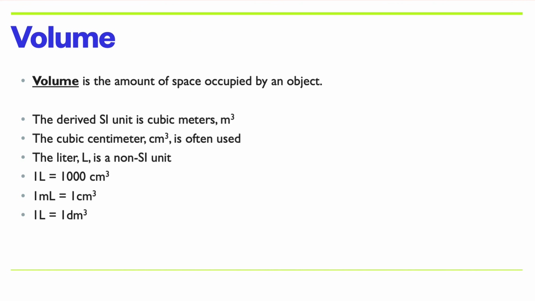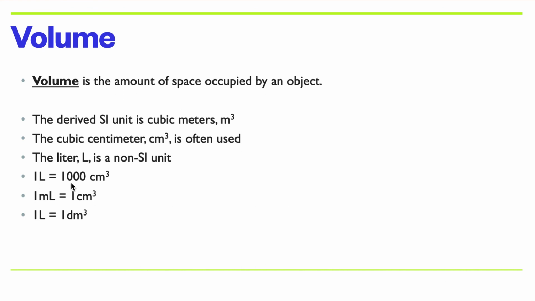Volume is the amount of space occupied by an object. The derived SI unit in cubic meters, so meters cubed. The cubic centimeter, centimeters cubed, is often used. The liter, L, is a non-SI unit. These are 3 derived units that are very important that we will use this year.